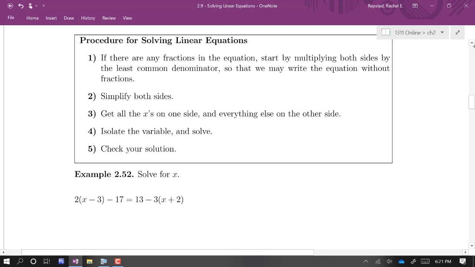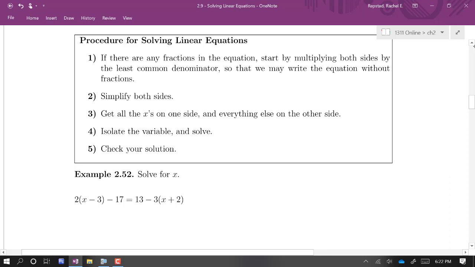So here's our basic procedure for solving linear equations. If there are any fractions, we want to multiply both sides by the least common denominator to turn it into an equation without fractions. But next we just simplify both sides, so get rid of any parentheses, combine like terms. Then we're going to get all of our x's on one side and everything else on the other side.